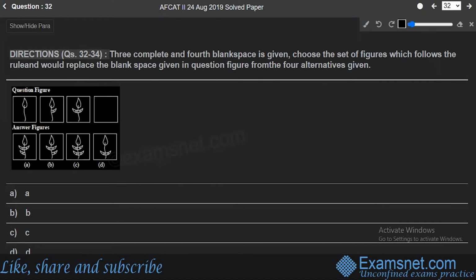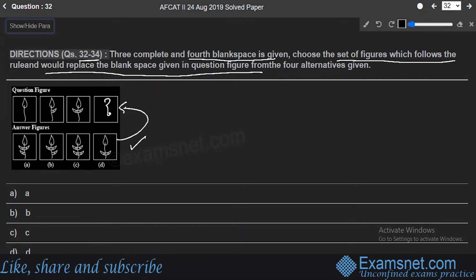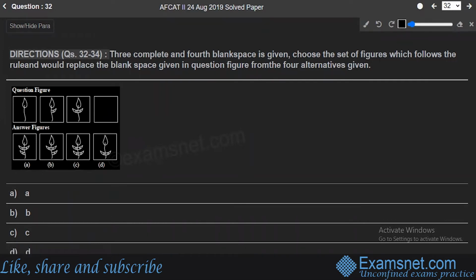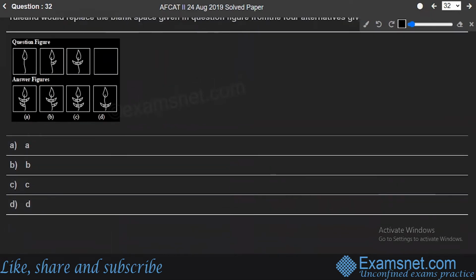Let's start with a new set of questions, 32 to 34. There are three complete figures and a fourth blank space given. You have to choose from the set of figures that are given to you, which follows the rule, like which of these A, B, C, D will come in this fourth blank figure. So let's check out the options first of all. You are given these options, right?